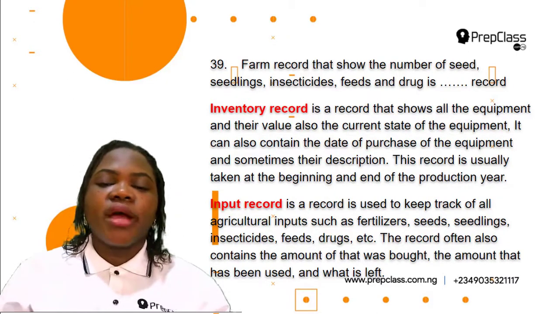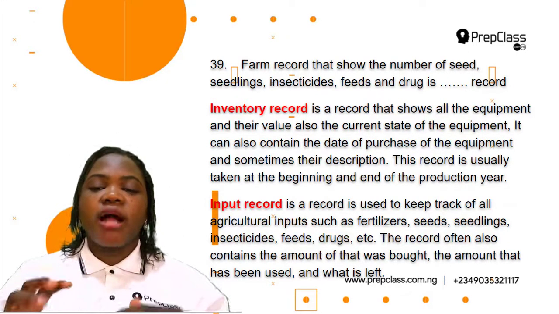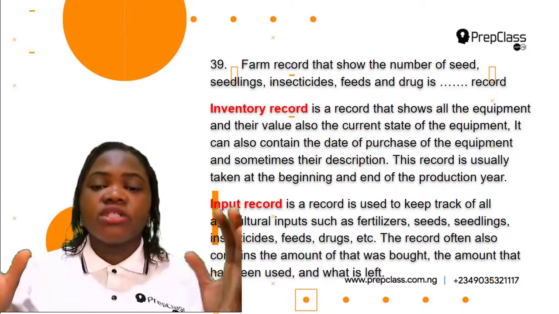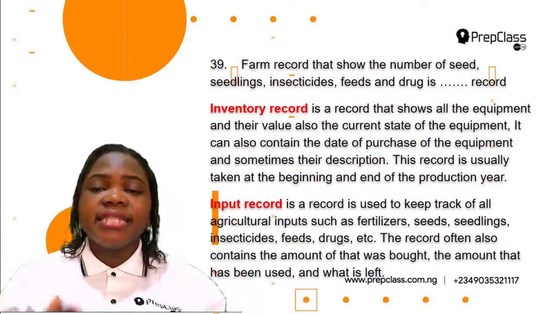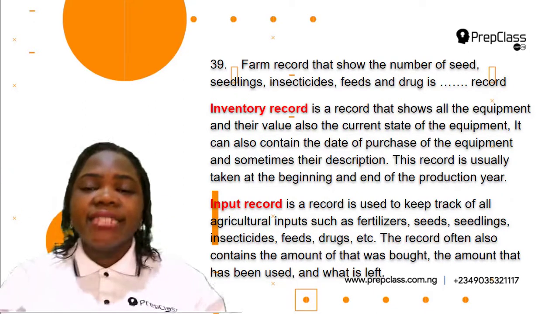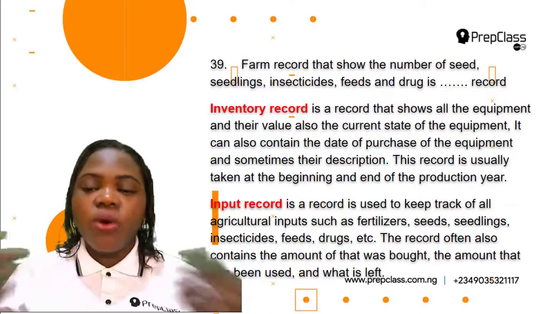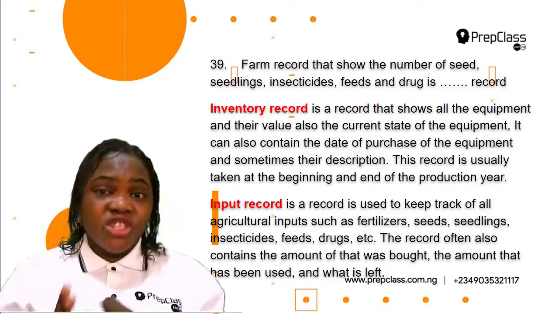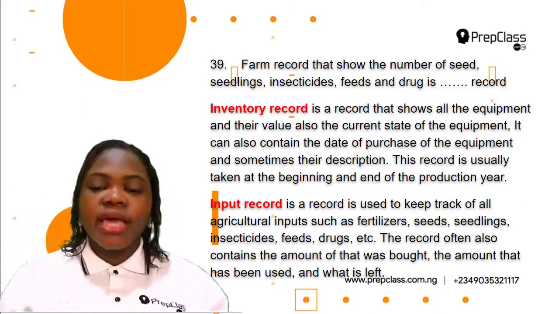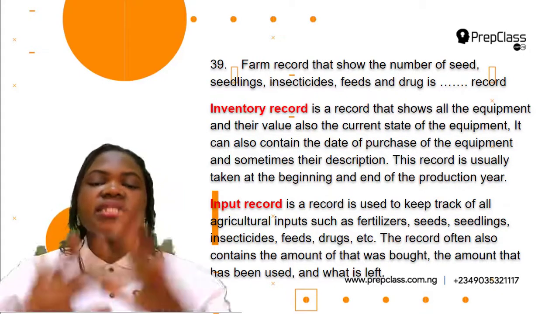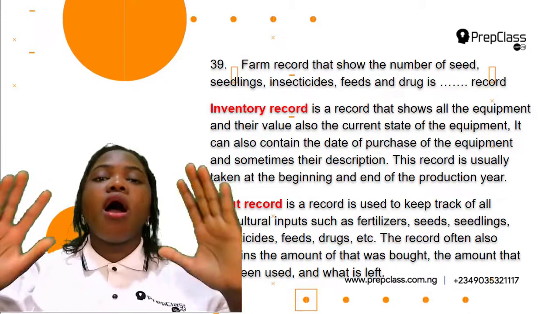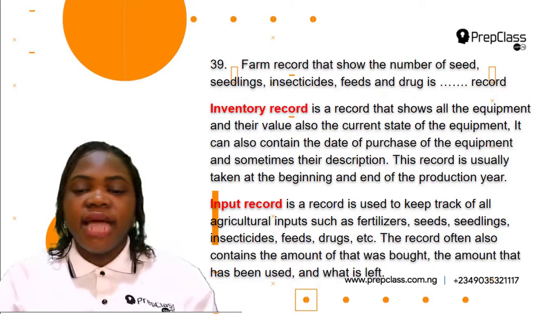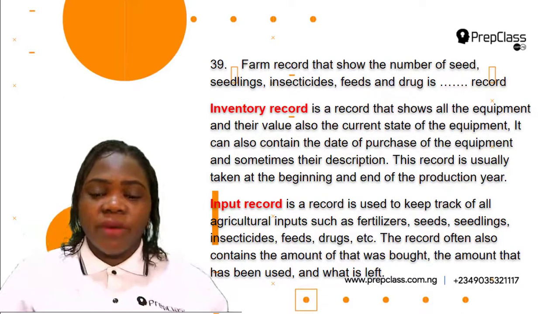Okay, so what about input record? This is a record that is used to keep track of all agricultural inputs, that is all the things that are used in the farm, such as the fertilizers, seeds, seedlings, insecticides, feeds, drug, and so on. This record often contains the amount that was bought, what has been used, and the amount that is left. Okay, so this is the input record. It is a record that is used to keep track of all agricultural inputs, such as fertilizers, seedlings, insecticide, feeds, and drugs.